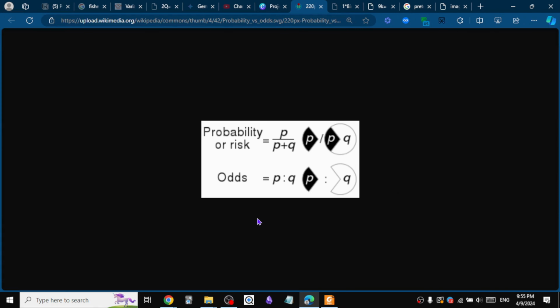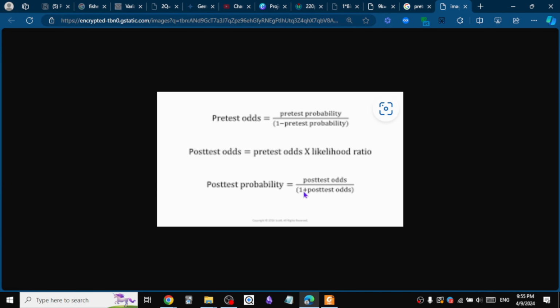And converting odds to probability, you just exchange it and put 1 plus p. Let me just go through it. What we're going to keep looking at is pre-test odds, post-test odds, pre-test probability, and post-test probability. I do not want you to get confused in this, and I've seen it mentioned in First Aid as well. I'm not going through it just because I like the math. Pre-test odds is equal to pre-test probability, P divided by 1 minus P. So this is how I get it.